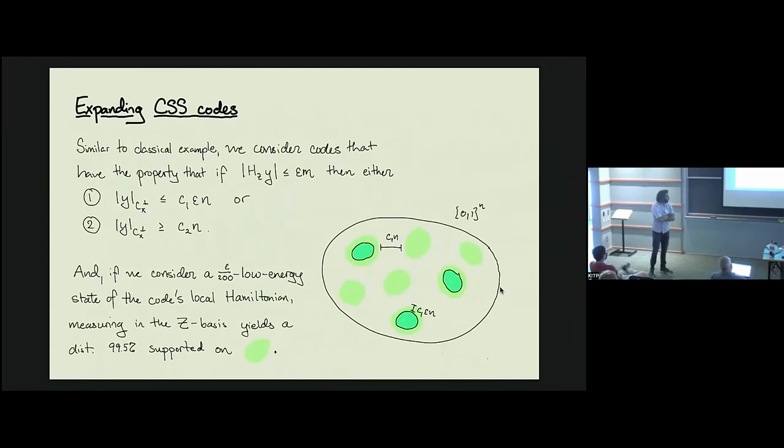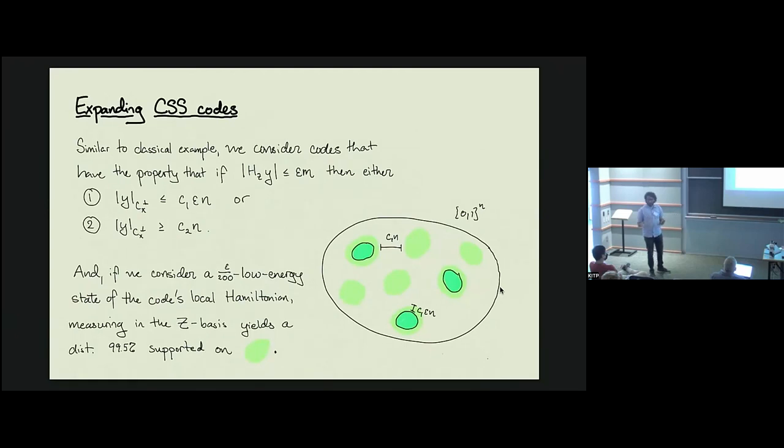But now we have a quantum picture of these codes, and now let's see how everything finishes up. If you take a low energy state, say an epsilon over 200 fraction low energy state, and you measure in the Z basis, and you have a code that satisfies this clustering property, then the classical distribution you yield is going to be 99.5% supported on these clusters.